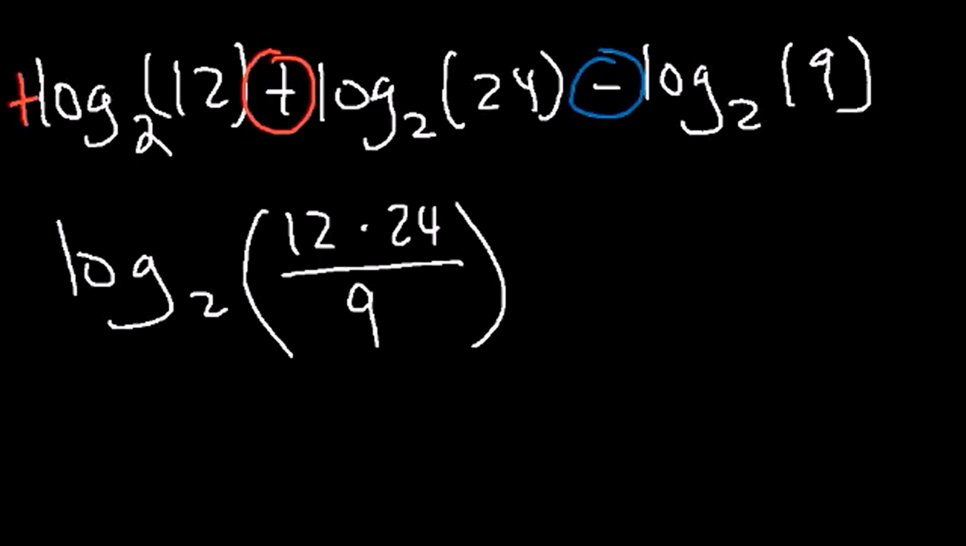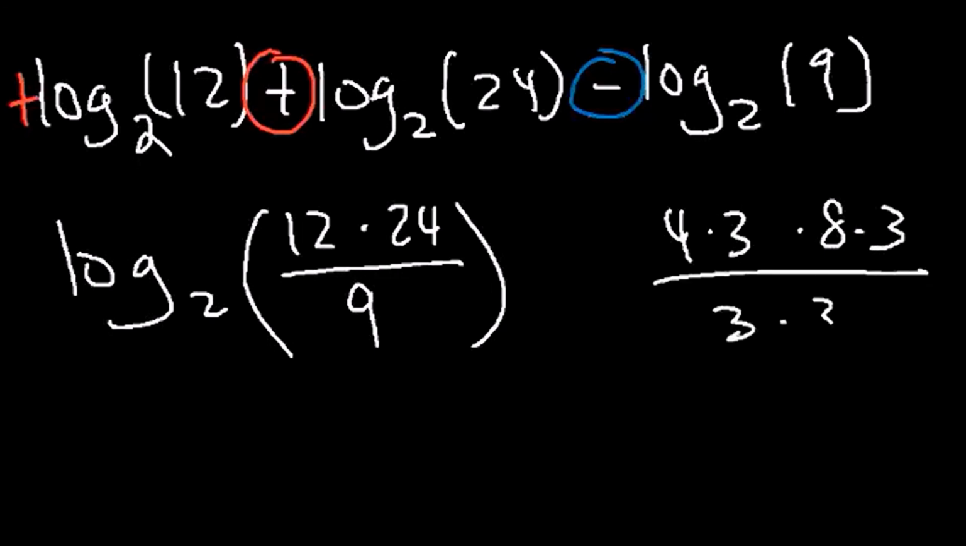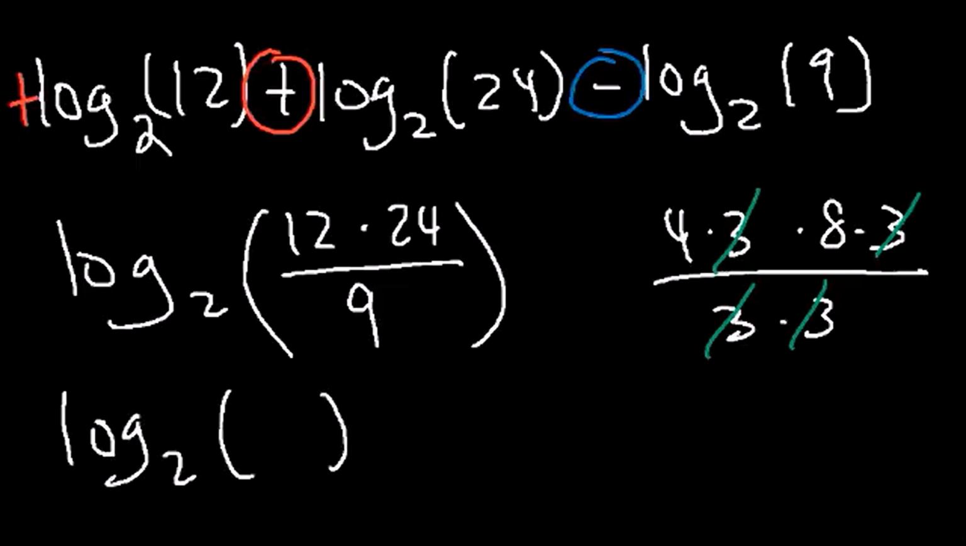So what we need to do is simplify this expression. What's 12 times 24 divided by 9? Let's break it into smaller numbers. 12 is 4 times 3, 24 is 8 times 3, and 9 is 3 times 3. So we can cancel the 3's, and 4 times 8 is 32. So what we really have is log base 2 of 32. Now how many 2's do we need to multiply to get to 32? Keep in mind, 2 to the 5th power is 32. So log base 2 of 32 is 5.